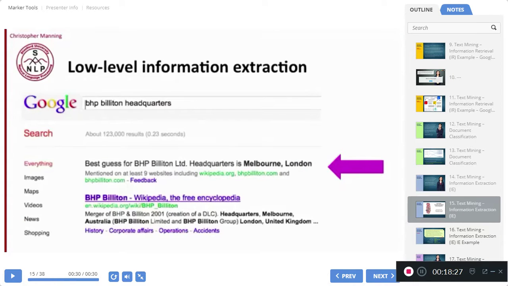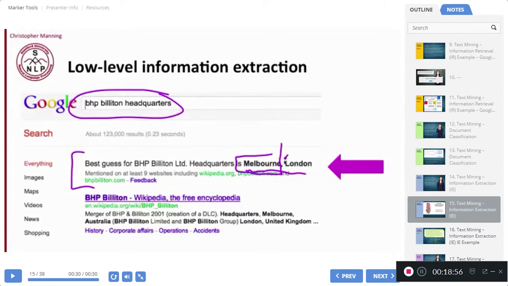Here's one more example about how companies are starting to surface information extraction in search applications. If I stick into Google BHP Billiton headquarters, as well as regular web search results, it's actually giving me right here, best guess for headquarters is Melbourne, London. Now, of course, we can argue a little about whether that's the perfect answer. They're really kind of two separate answers here. BHP Billiton's actually kind of a complex case because they have this complicated dual company structure, and there is a Melbourne office and a London office. So we'll call that just about correct.